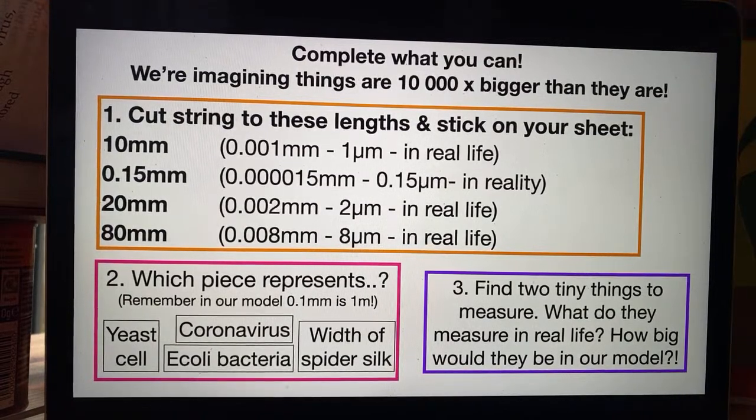How are you getting on? I'll go through the answers to the first one. And then you can be labelling it if you would like to.